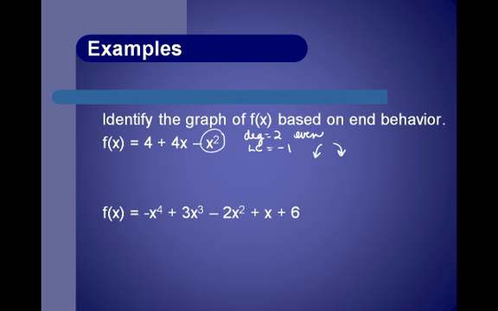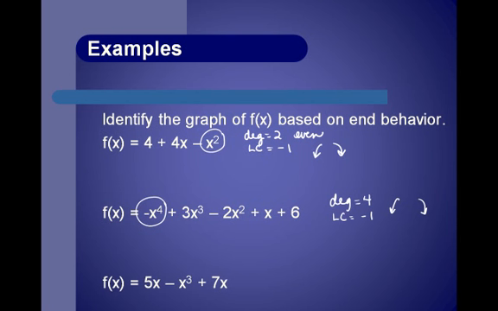The next example, f of x equals negative x to the 4th plus 3x to the 3rd minus 2x squared plus x plus 6. Well, the highest power is 4, so we say that the degree is 4, which means they're either both going up or both going down. The leading coefficient is negative 1 because it's a negative x to the 4th. So again, both of these endpoints are going down.